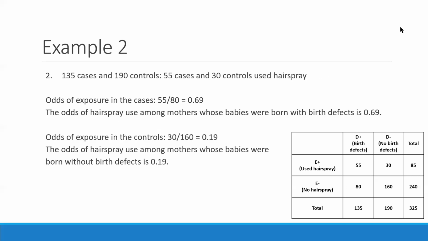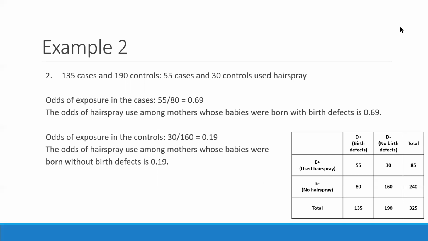Now, in the second example, we slightly changed the numbers. So now we have 135 cases and 190 controls. And of the 135 cases, 55 were exposed. In the 190 without the outcome, 30 were exposed. So you can do the odds in each group.